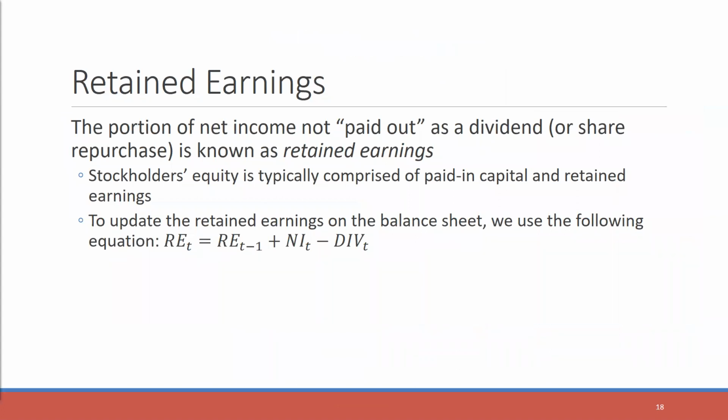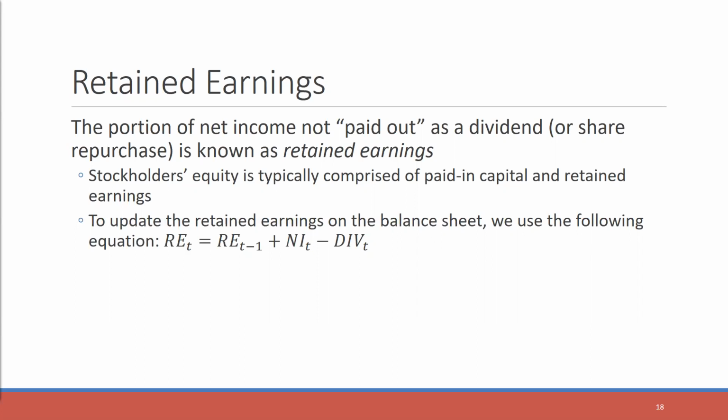The first is going to be retained earnings. So this is the portion of net income that's not paid out, i.e. that's not sent out of the firm in the form of a dividend or a repurchase. So we're going to retain these earnings. This is the earnings that we're keeping on. Stockholders' equity is typically going to be comprised of paid in capital and retained earnings. So what's the dividend that you're paying out? And then what's the retained earnings that's on the balance sheet?